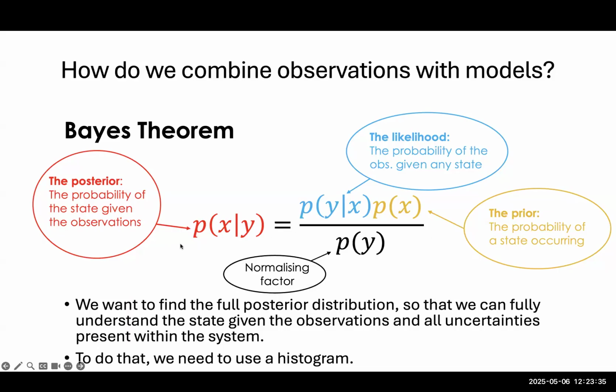So if we have this full posterior distribution, we can fully represent what the state is given the observations that we have, along with any uncertainties present within the system. So that's the ultimate goal.